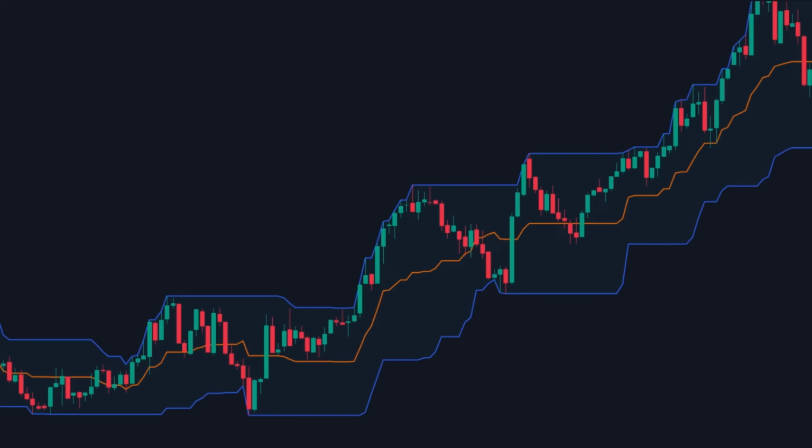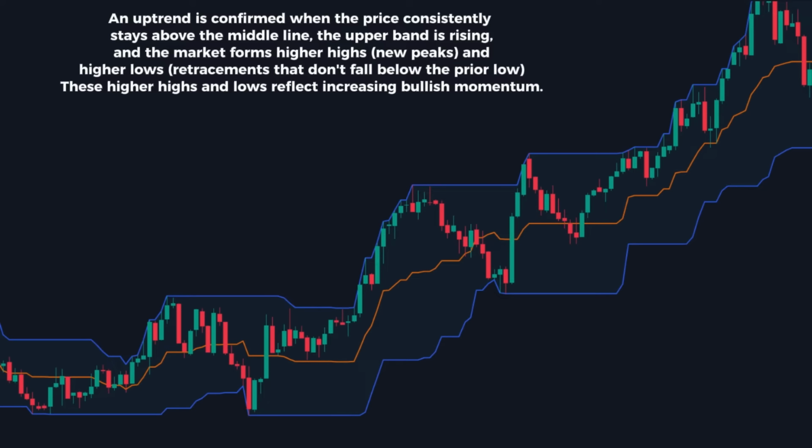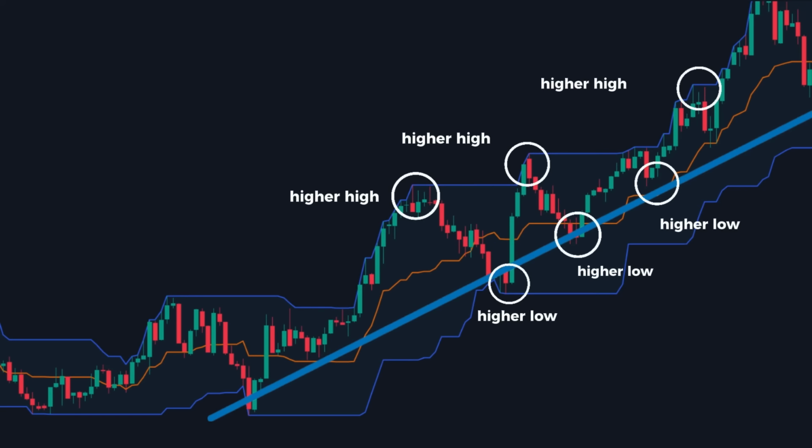Spotting an uptrend. An uptrend is confirmed when the price consistently stays above the middle line, the upper band is rising, and the market forms higher highs, new peaks, and higher lows, retracements that don't fall below the prior low. These higher highs and lows reflect increasing bullish momentum.